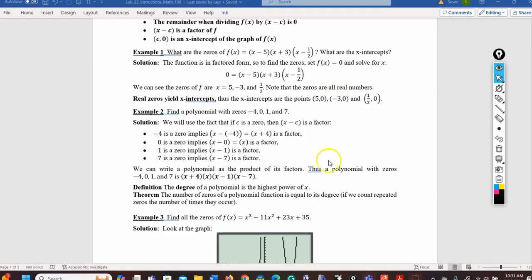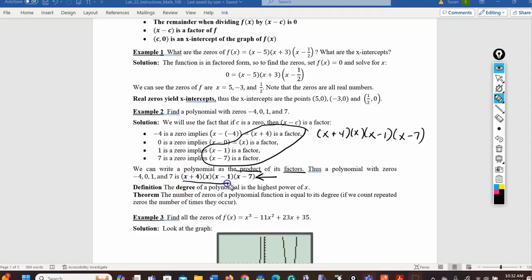So this is where we get our individual factors. And so you can write a polynomial as a product of its factors. To find a polynomial with these zeros, you can write a polynomial by taking all the factors and multiplying them together, and you don't have to multiply it through. That's your answer there. There is a WeBWorK question just like that.